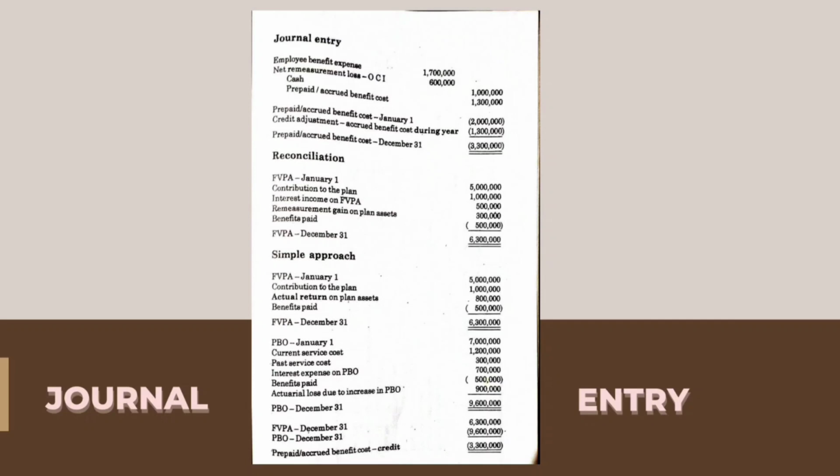So FVPA December 31 will get 6,300,000, and PBO on December 31st will be 9,600,000. So we'll subtract it and we will get 3,300,000.